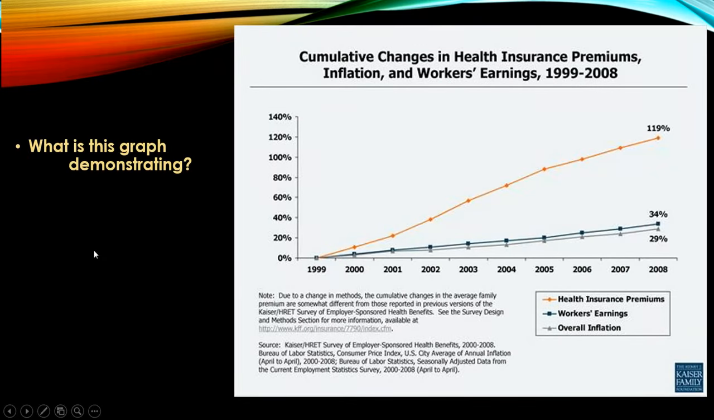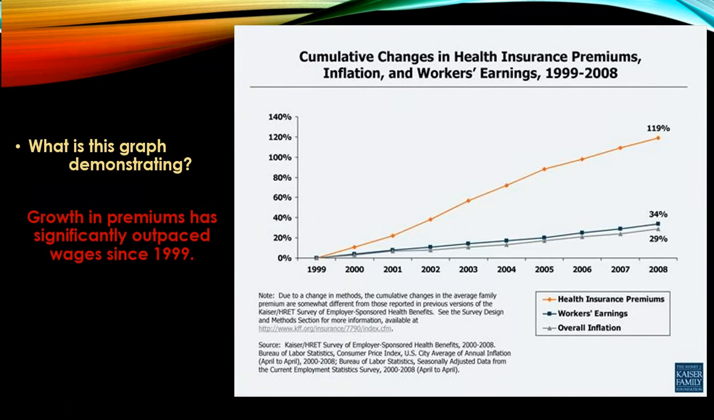What do you think this graph is saying? On this axis, I have time. On this axis, I have percent of income, percent of your take-home pay or your earned income. And so the orange line represents health insurance premiums. This is year-to-year changes. So we'll see on the next slide about that. But this is year-to-year changes in these different values over time. And so we have health insurance premiums here. We have workers' earnings and overall inflation. So what story is this graph telling? Well, it's showing that premiums have significantly outpaced wages since 1999, which means we're getting effectively poorer.